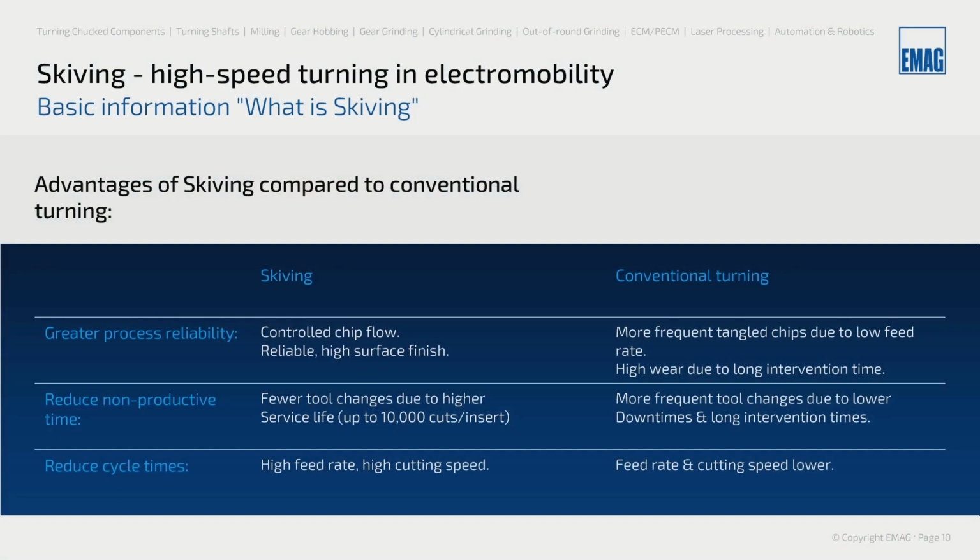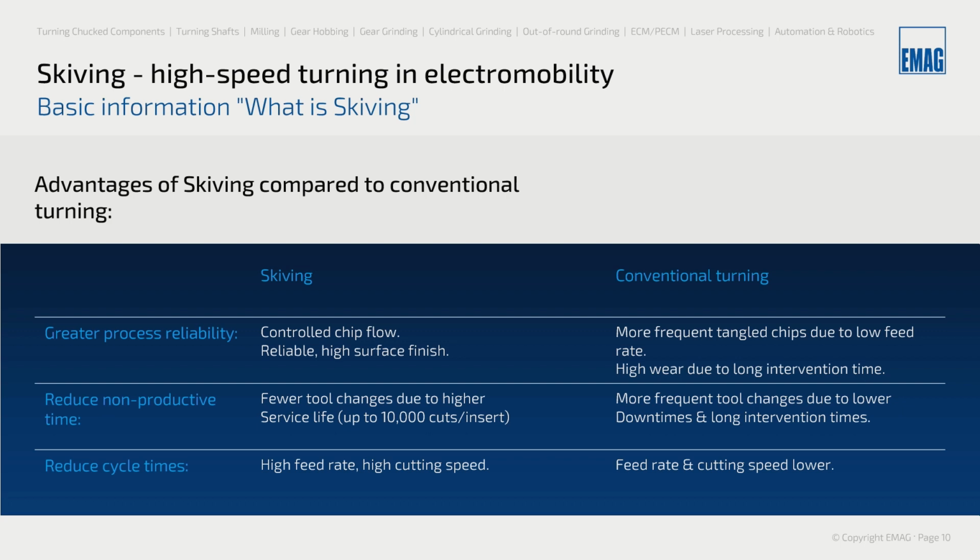Then we can reduce the non-productive time. Why? Because of the higher tool life. We have fewer tool changes, and so we can reduce the non-productive time. And why we have the longer tool life, I already told you: because every point of the insert has only a very short contact with the workpiece.